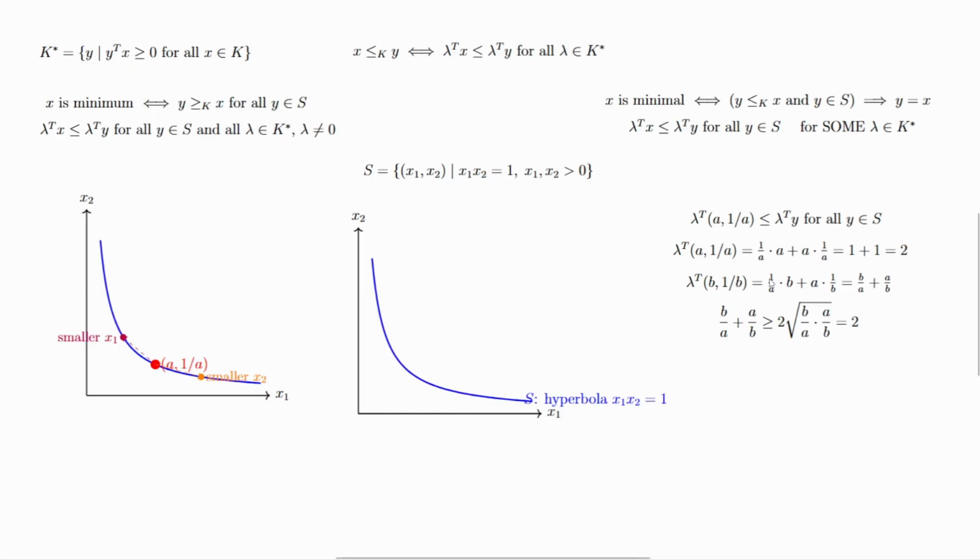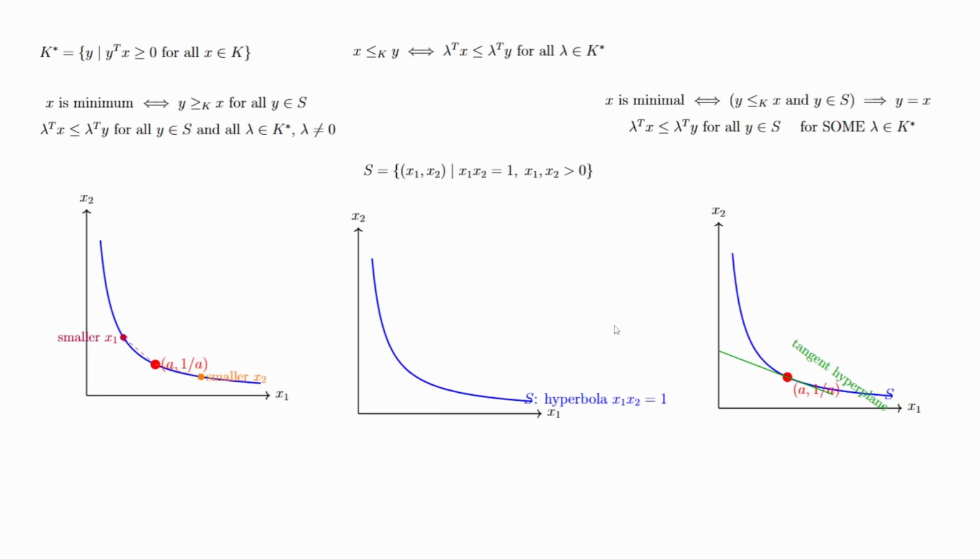So in other words, we've shown that any point (a, 1 over a) is a minimal element of the set S. So again, any point on the hyperbola is also a minimal element of the same hyperbola.